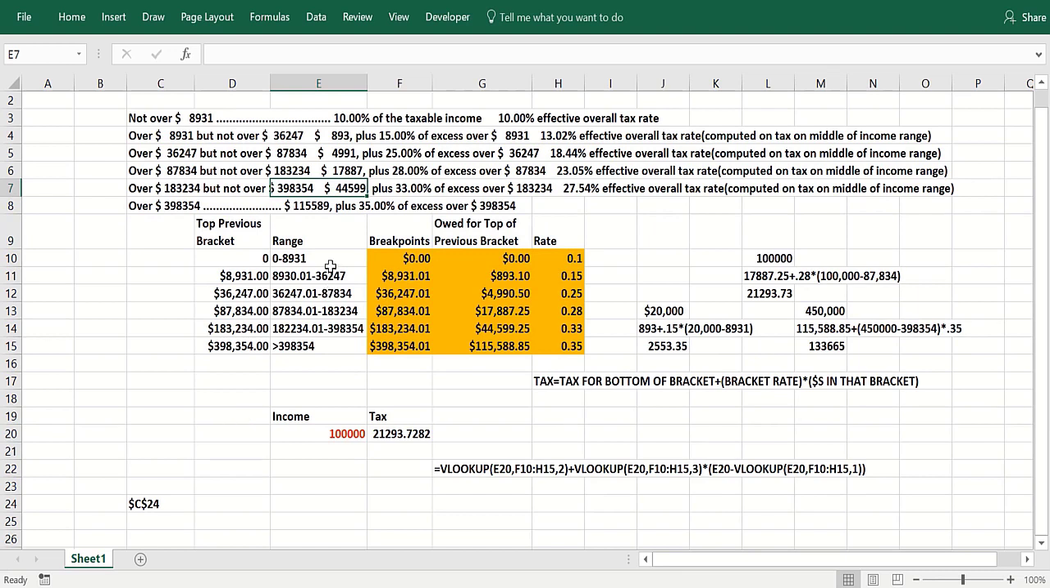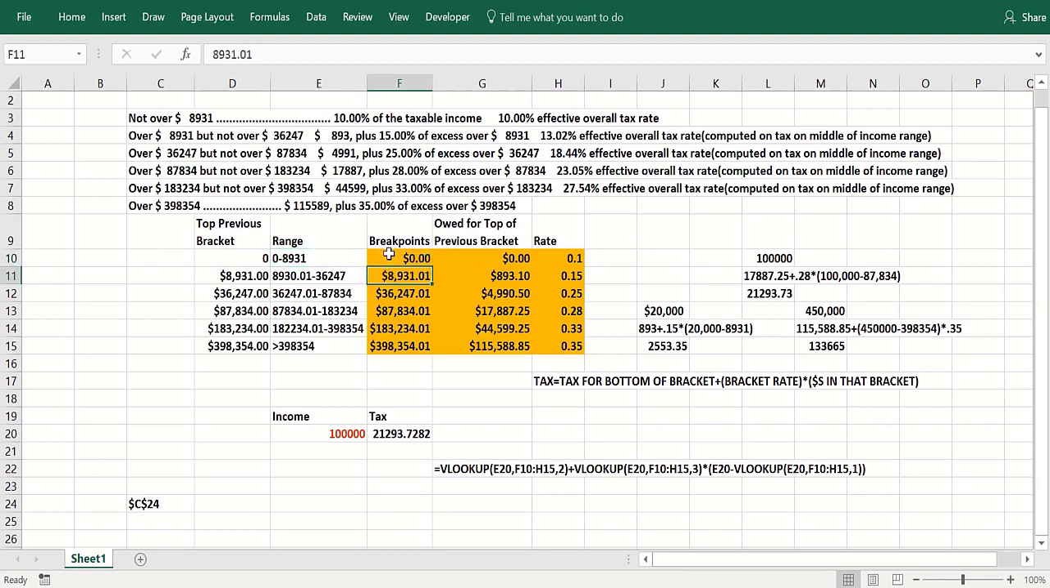So what I did is put the range for each bracket in column E. I put the top of the previous bracket in column D. 0 is the top of the previous bracket for 0 to 8,931. 8,931 is the top of the previous bracket for the 8,931.01 bracket, etc. And then I put the breakpoints for each bracket here.